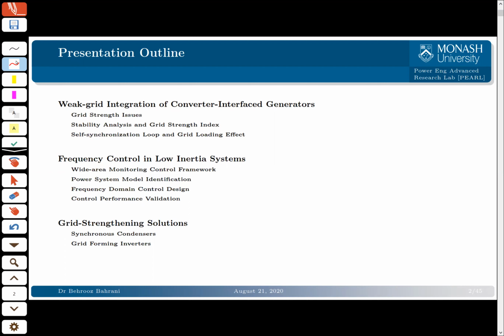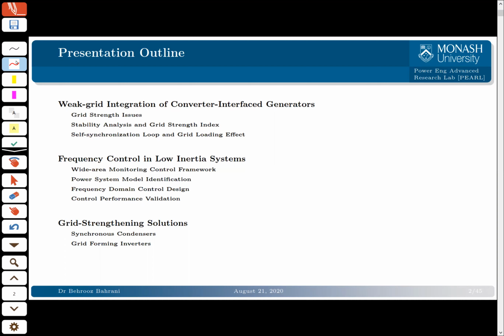Then I'll move on to frequency control in low inertia systems using some grid following inverters that would be similar to your FCAS services that you might have in a system, and a framework that we have developed using synchrophasor or PMU data to control the frequency of the network. And I'll talk about the framework and some performance analysis.